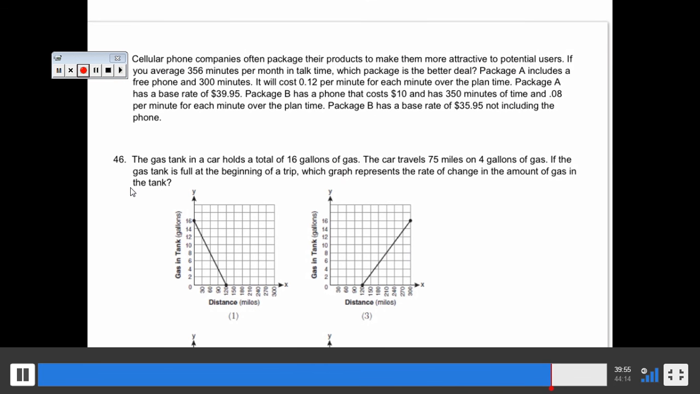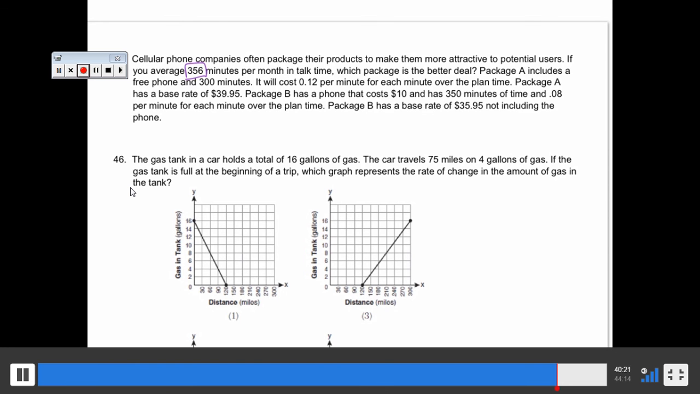Okay, number 45. Cell phone companies often package their products to make them more attractive. If you average 365 minutes per month in talk time, which package is a better deal? So we want to say we use 356 minutes a month. So package A includes a free phone and 300 minutes. It costs 12 cents per minute for each minute over the planned time. Package A has a base rate of $39.95.